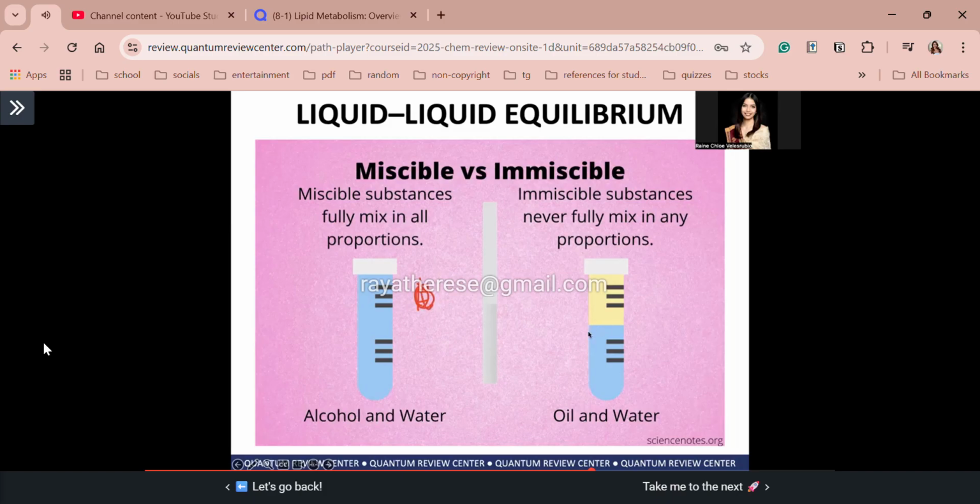Next, for completely immiscible liquids, guys, the two components do not mix at all. So for example, oil and water, right? And therefore, they have distinct phase boundaries. Ito si oil, ito si H2O. So the immiscibility is due to their differing polarity or IMF. So oil, guys, di ba? It is non-polar, water is polar. That's why they are immiscible.